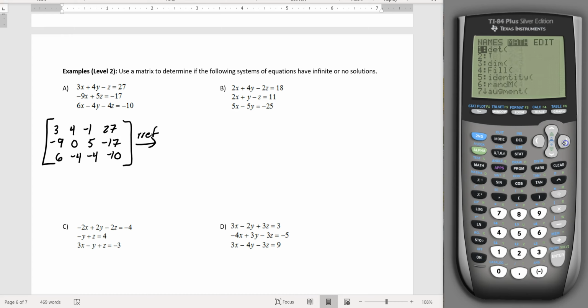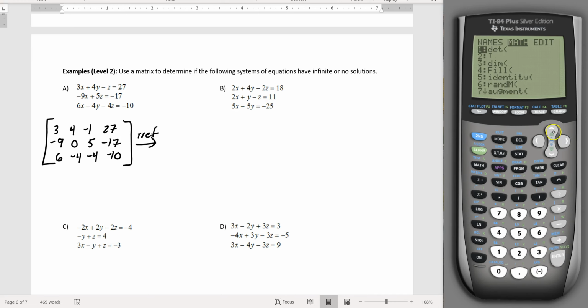So let's put it into our graphing calculator. So second matrix, I'm going to edit matrix A, which is already a 3 by 4, which is nice, and we have 3, 4, negative 1, 27, negative 9, 0, 5, negative 17. Did that say negative 18? Did I type that wrong? So you gotta be extra cautious when you do this. Yeah, it's negative 17. Very good. All right, because this is your work, right? So you have to be really careful. So 6, negative 4, and negative 10.